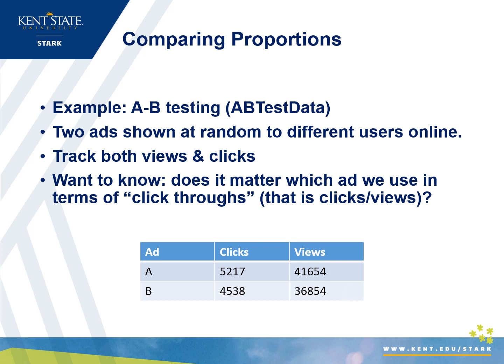Let's think about an example. A typical case of this would be A/B testing for online ads. The basic idea is that we have two ads, we call them A and B, and users are randomly selected to see one ad or the other. Then we track both the number of views for the ad and the number of clicks for each ad. We want to know if one ad is better than the other in terms of being more effective at turning views into clicks. This would involve comparing the click-through rate, that is the proportion of viewers that do click on that ad. So we're comparing proportions. So how do we do this?